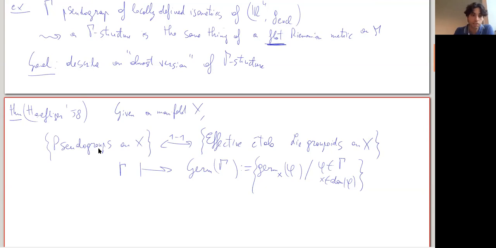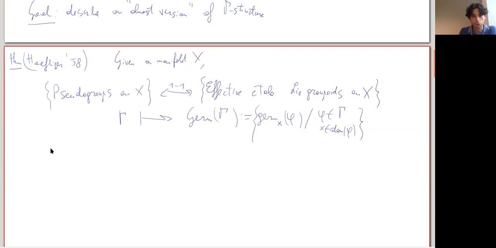And then there is a second part, which says that now, fixing a pseudogroup gamma on X, we want to have a similar correspondence, but this time between gamma structures and some other kind of object, which will be principal bundles. So I'll write that now. We have here gamma structures. Actually, let me write it in terms of gamma atlases on X.